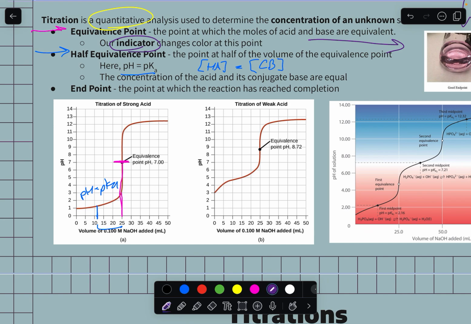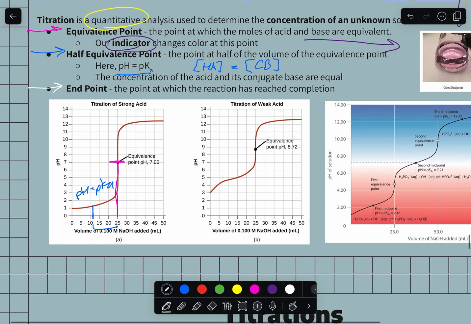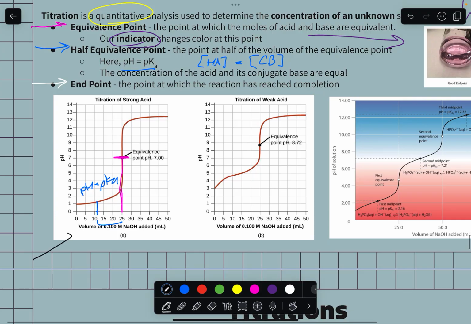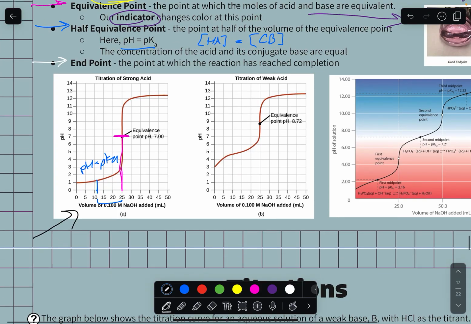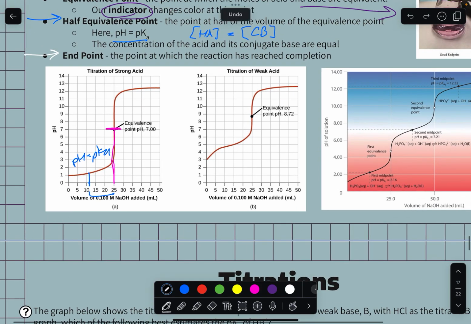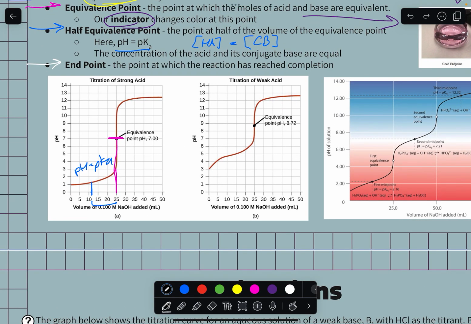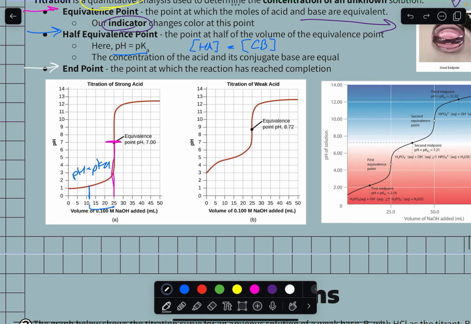Okay. And then the last term is our endpoint. The endpoint is that plateau at the end where it's reached completion. You only have bases in solution. Okay. So this is for a strong acid and a base. You can also have it as a base with an acid, where it's going the opposite direction. Okay, just based on what you're doing the titration with.